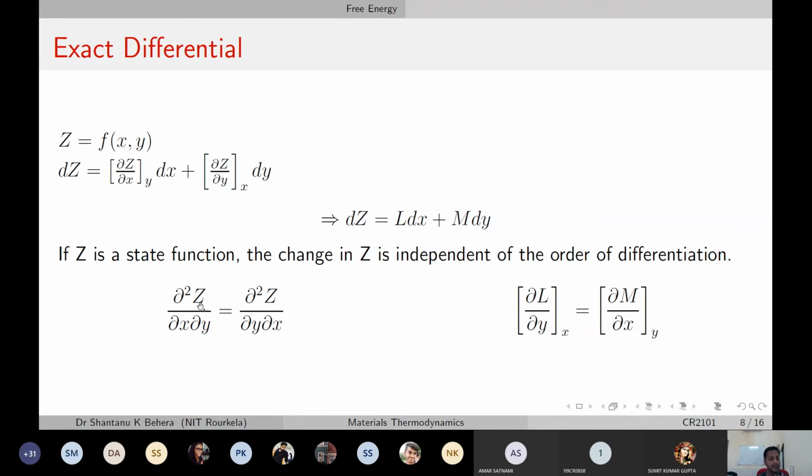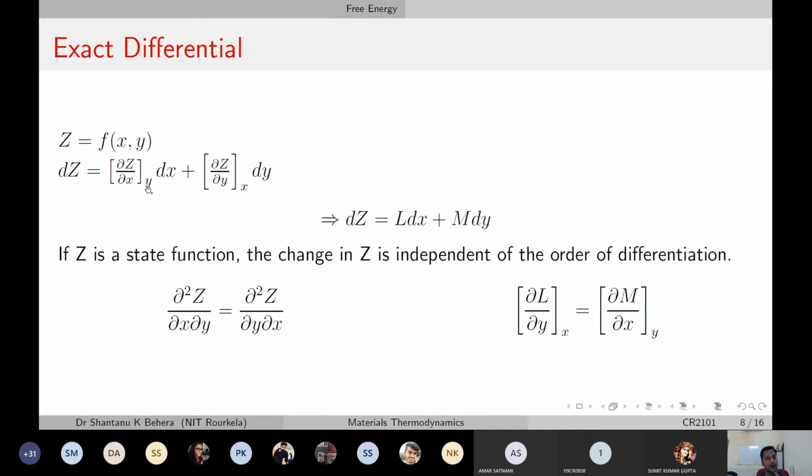Let's say del square z by del x del y is equal to del square z by del y del x. Okay, so this is something we have done in the past. Now, if this dz is a function of del z by del x at constant y multiplied by dx, plus del z by del y at constant x multiplied by dy, this is how we express it, right?